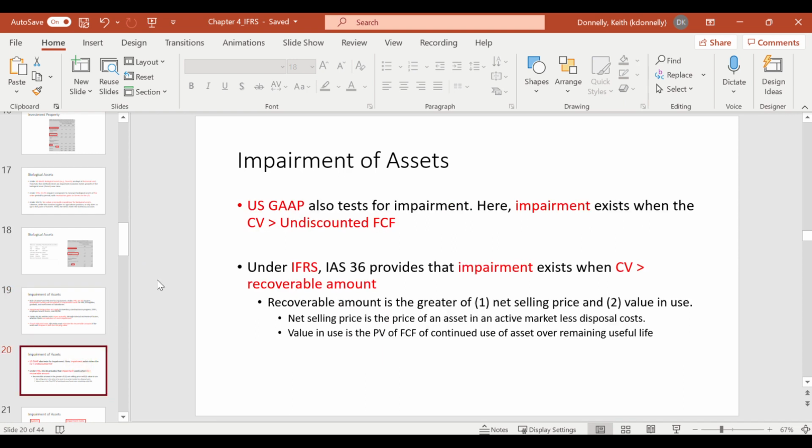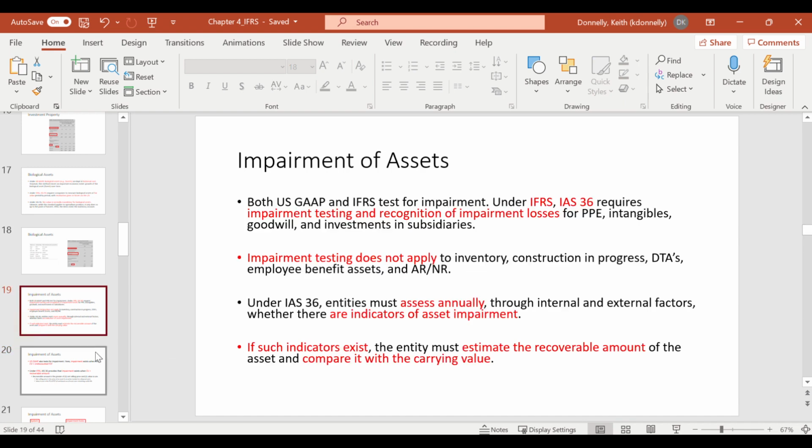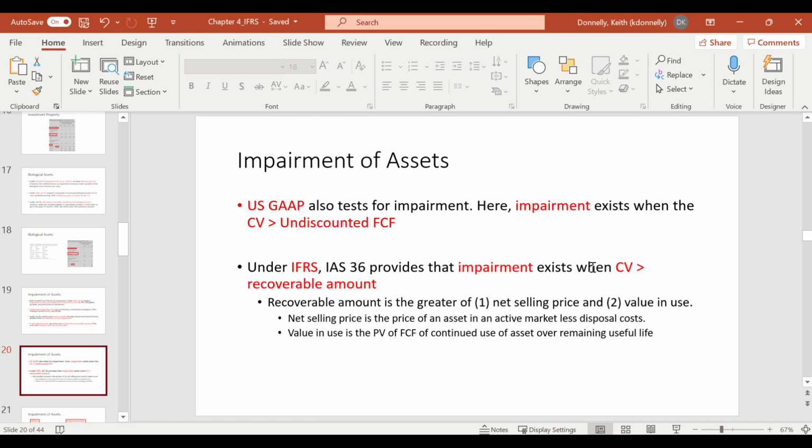So if we're looking at it here, US GAAP, again, tests for impairment. What they say is, hey, impairment exists when the carrying value is greater than the undiscounted future cash flows. In distinction, IFRS says, hey, impairment exists when, after we find that there's indicators of asset impairment, the carrying value would exceed the recoverable amount. Now, the recoverable amount is defined as being the greater of the net selling price, so what you could sell it for minus any selling costs, or its value in use, which is basically the future cash flows of the asset, but they're discounted, shrunk down to what they're worth today.